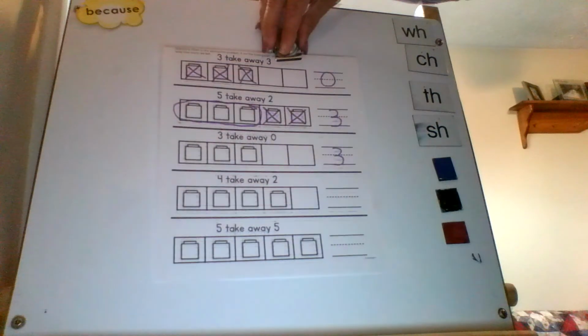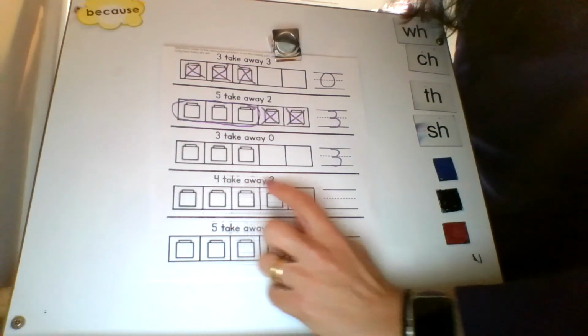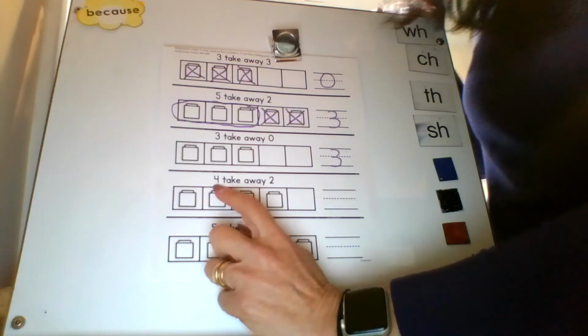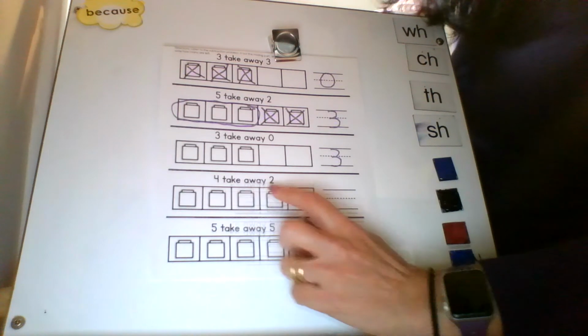All right, the next one says 4 take away 2. So how many counters do you need? You're right, you need 4. Make sure you have 4. And it says take away 2. So take 2 of those counters away.